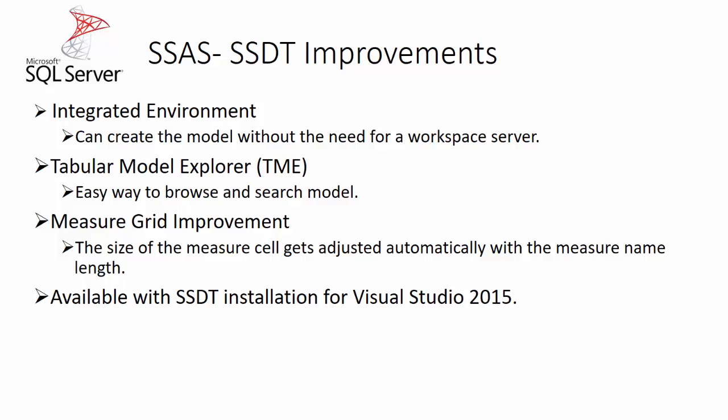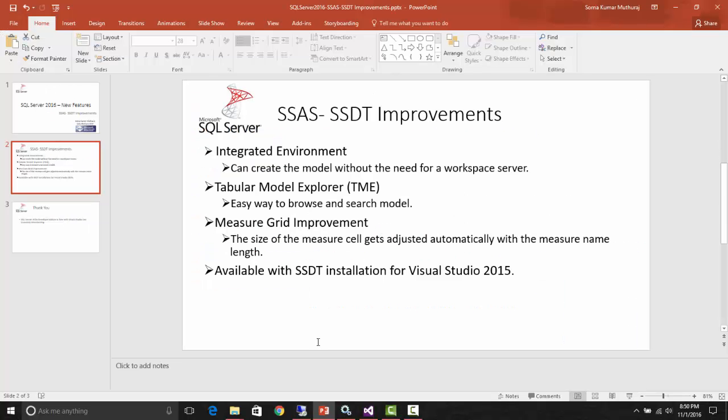And the third improvement is a very trivial improvement. In the measure grid, if your measure name is bigger, the cell size will not resize, or it will look cut off. But in this latest version of SSDT, the cell size will automatically resize according to the measure name length. All these features are available with the SSDT installation for Visual Studio 2015. Let us take a quick look into a demo for all these features.